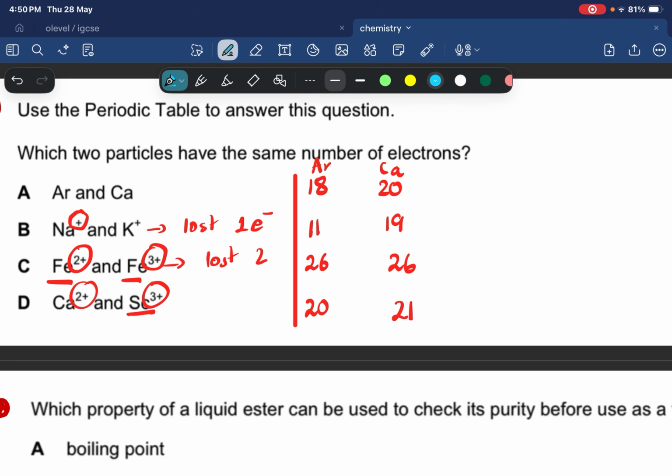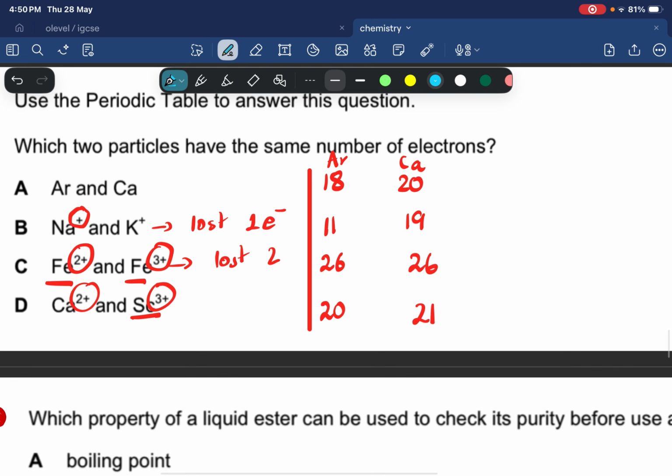Electrons are lost and gained. Always remember, the protons always remain the same. Protons never get lost or gained. Proton number cannot change unless you have an alpha or beta emission. Okay, so argon remains as argon. Calcium remains calcium. But sodium plus 1 means you have 10 electrons in the sodium ion. Potassium plus 1 means you have 18 electrons in the potassium ion. Fe2+ means 26 minus 2, you have 24 electrons.